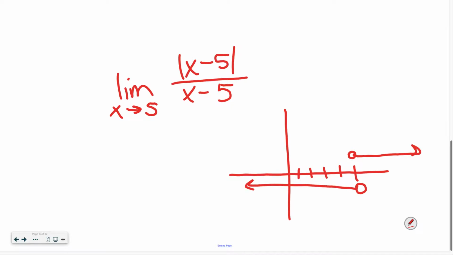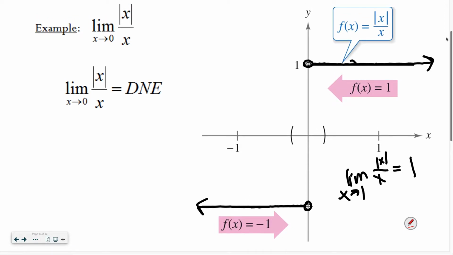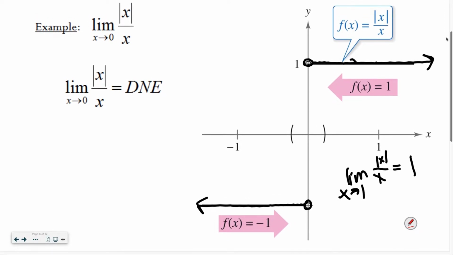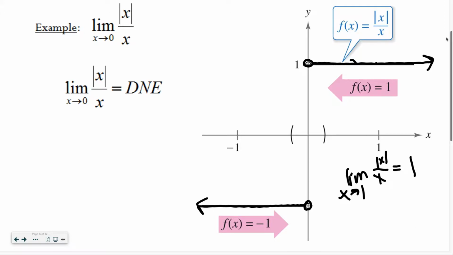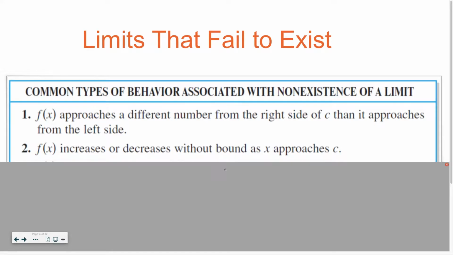It just shifted to the right 5 because x minus 5 is inside of our function. Just like if we had x minus 5, the quantity squared, we would have a parabola shifted to the right 5. So that's why I just need you to remember what this graph looks like. It's new to you, but you need to keep it in your memory. Okay, all right, case number 2, where our limit doesn't exist, is when our function increases or decreases without bound.